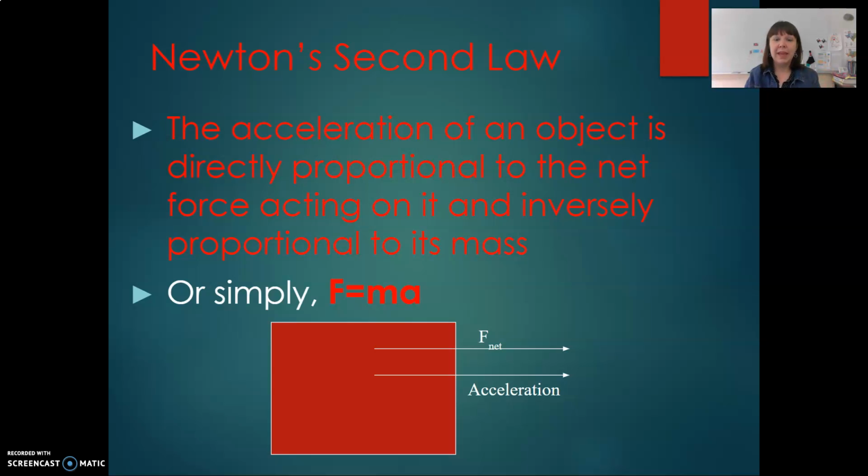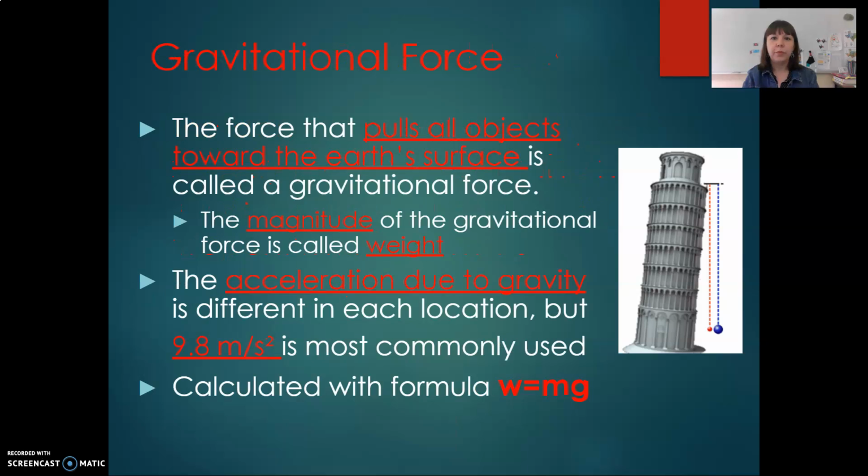If you have something big like an elephant that you're trying to push, you have to use a lot more force to get it to change its motion than if you had something small like a baseball. So directly proportional: force and acceleration, more force, more acceleration. And then acceleration is inversely proportional with mass. The more mass you have, the less it's going to accelerate given a certain force.